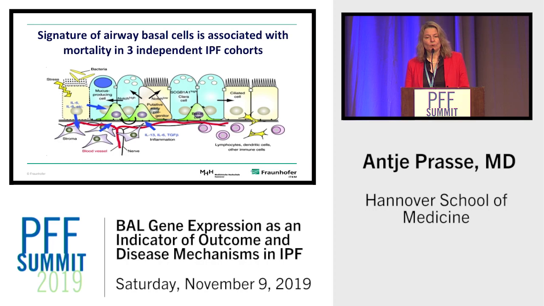The airway basal cells are highlighted in green in this cartoon, and they are the progenitor cell, the stem cell of the airway epithelium, and they sit on the basement membrane, and they give rise to any type of airway epithelial cell, so ciliated cell or goblet cell or secretory cell. So they build up the airway epithelium.